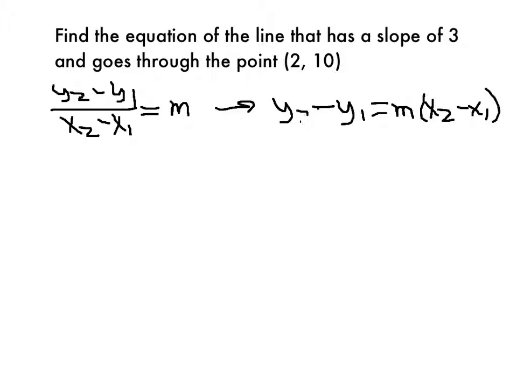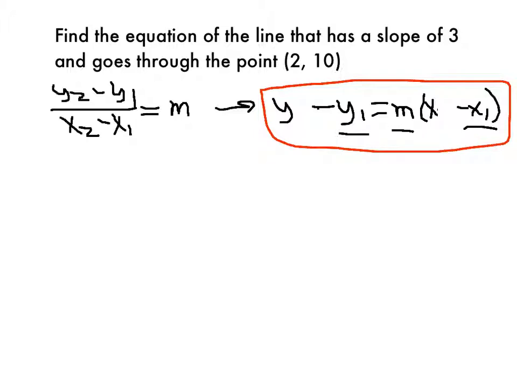So I can erase this little y2 here and erase that x2. And now if I have one point, a particular y1 and an x1, and a slope, then I can plug those in, solve this for y, and I have my equation. So this is the formula right here, the point-slope formula, and it's another way that we can find equations of lines.